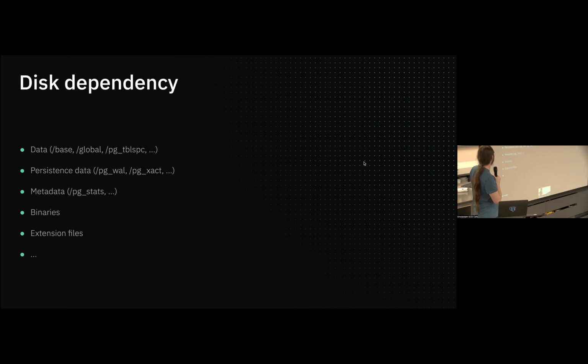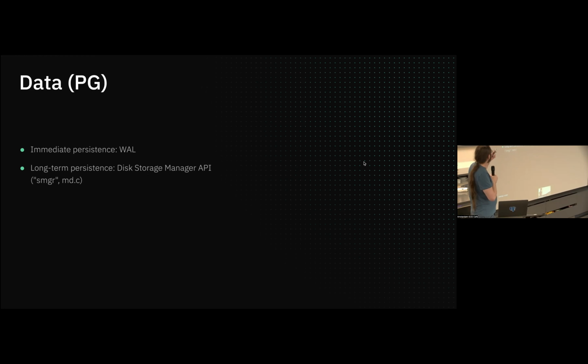So, Postgres has a huge dependency on the disk. Data lives in various folders. We have persistence data, for instance, the WAL, the transaction log, metadata in the stats. There are various binaries, extension files. But the main data in Postgres is persisted through WAL. That means that all changes are appended into a single file and are then synced to disk. Once the changes are synced to disk, it is considered persisted.